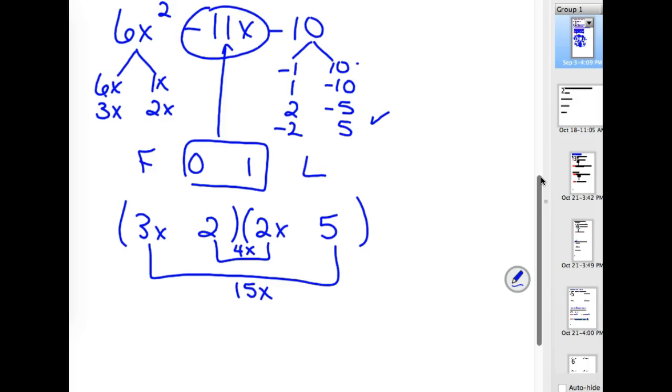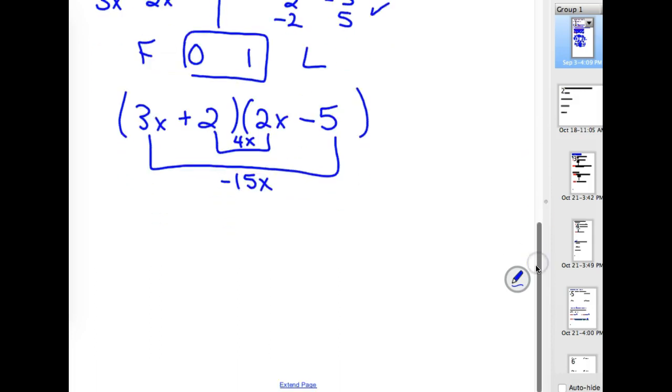So if we look at this, we need a negative 11. If we made our 15x negative, then that would add up. Negative 15x plus 4x would give us negative 11x. So we need this outside piece to be negative and our inside piece to be positive. And again, you can FOIL that out and double check that it does work.